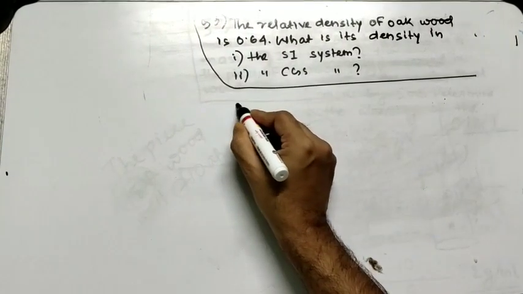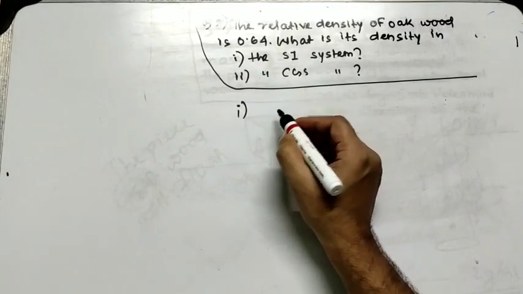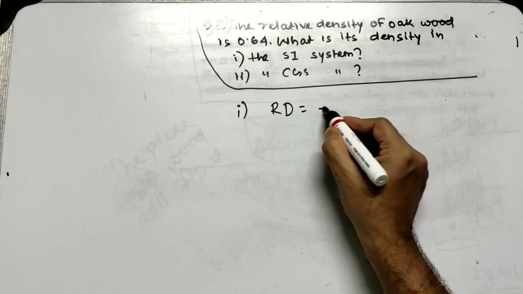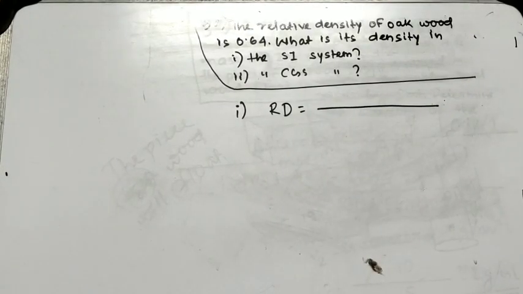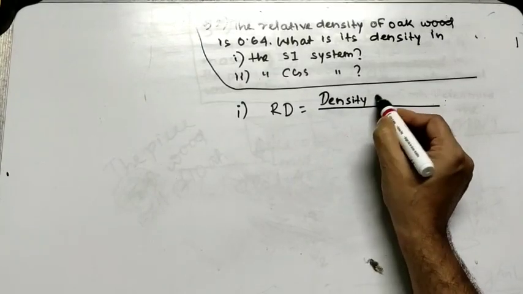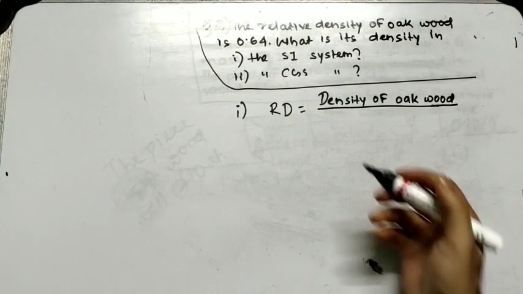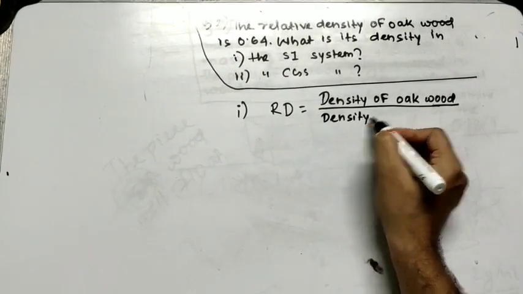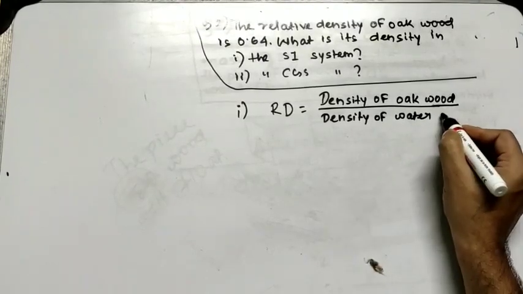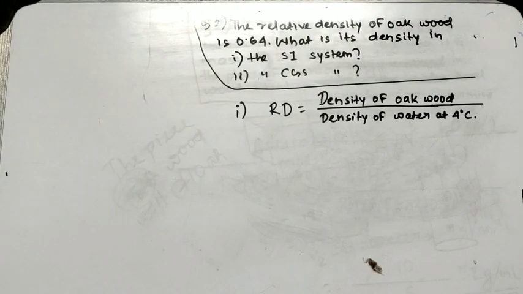So let's talk about the first part of the question, which is about the SI system. Now let's write relative density as RD. What do you mean by relative density, or what is the mathematical expression? We can write relative density equals density of oak wood and density of water at 4 degrees centigrade. Okay, so this is our mathematical expression of relative density. That means density of oak wood to density of water at 4 degrees centigrade.